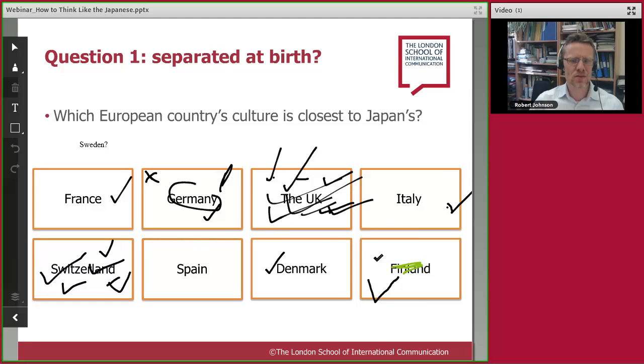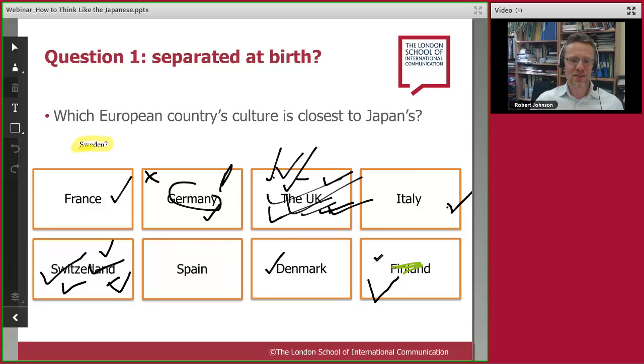I think that's the most. We've got quite a few for Switzerland. We've got some for Germany, and then a few others: Finland, Italy, Denmark, France. No one for Spain at the moment. So I think that's very interesting that you put that. Sweden. Okay, so someone's put Sweden up there.